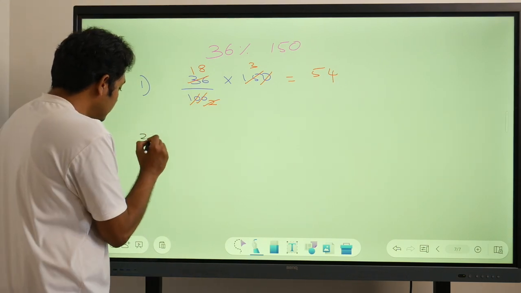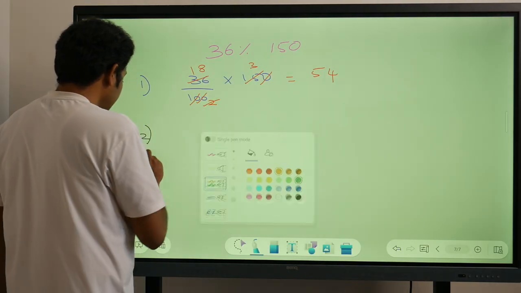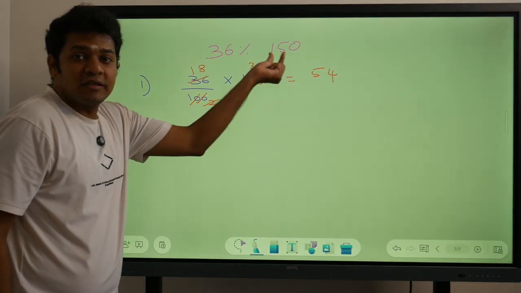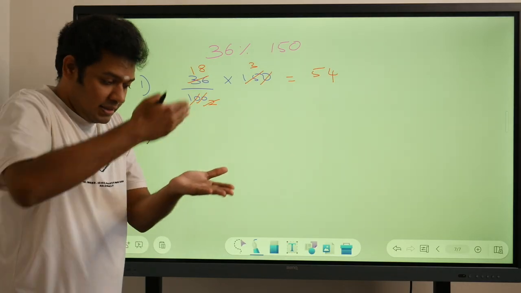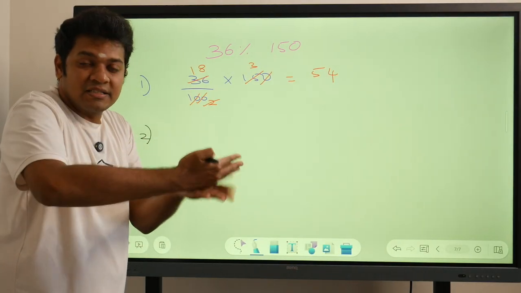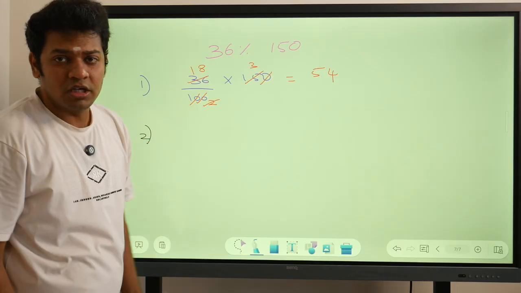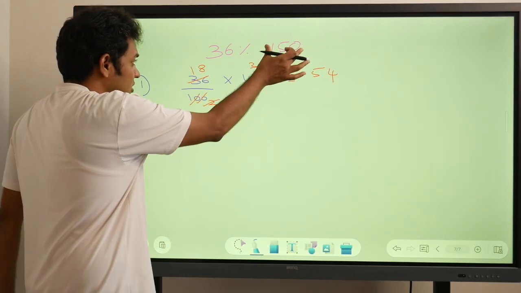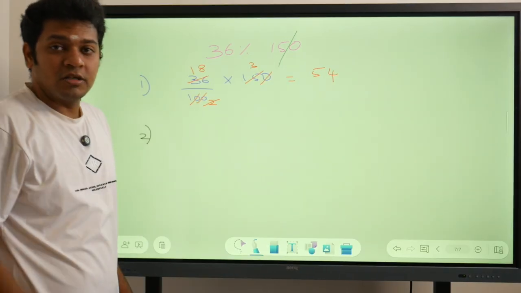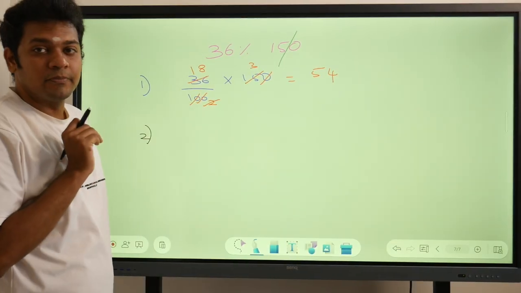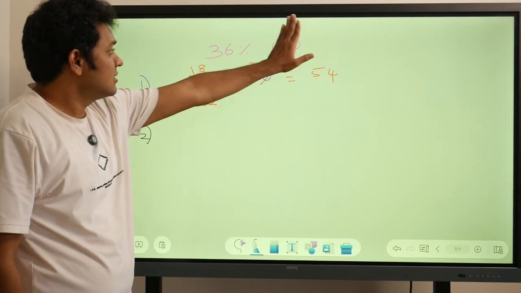Now method 2, another way. 36% can be separated as 30 plus 6. 30 can be separated as 10 plus 10 plus 10, and 6 can be separated as 5 plus 1 or 3 plus 3, whatever you want. Now what is 10% of 150? It's 15. When I say 10%, always move one decimal point from the right, because 10% is nothing but 1/10.